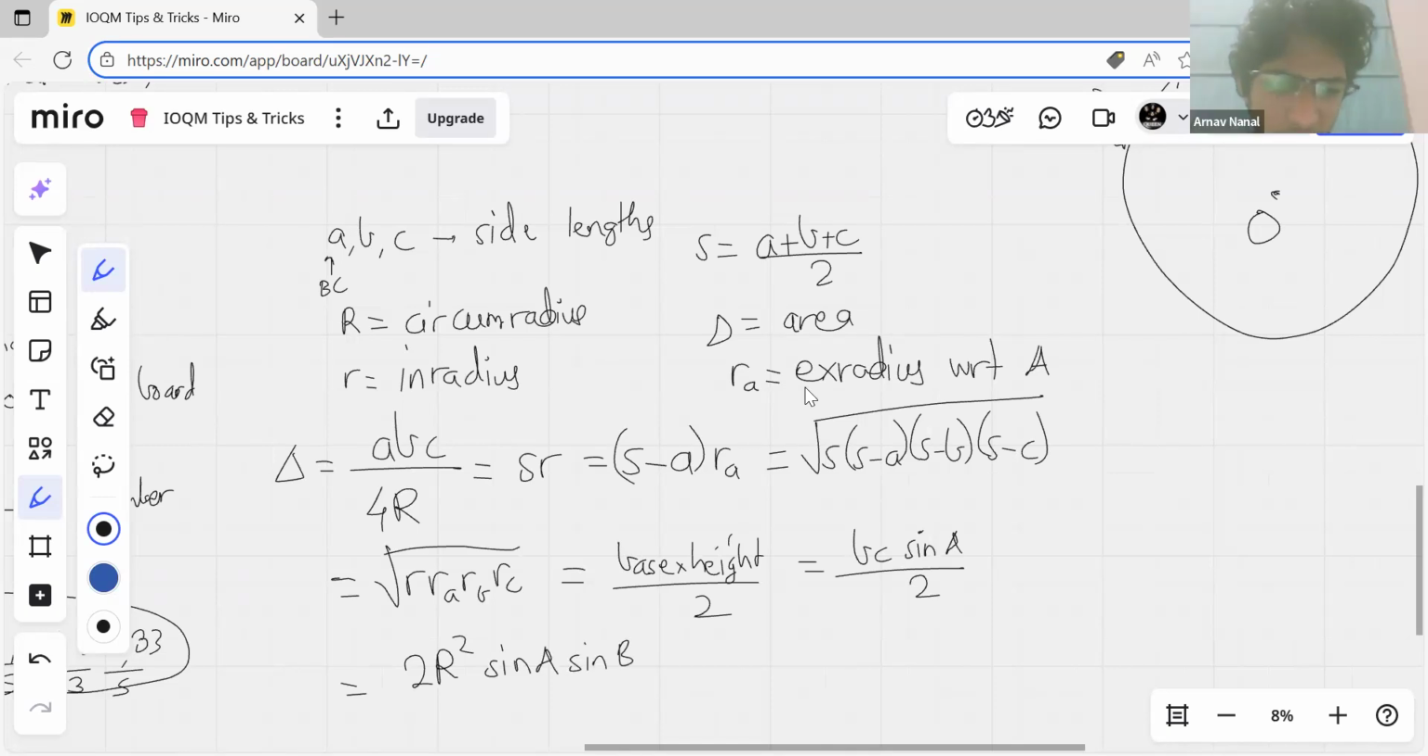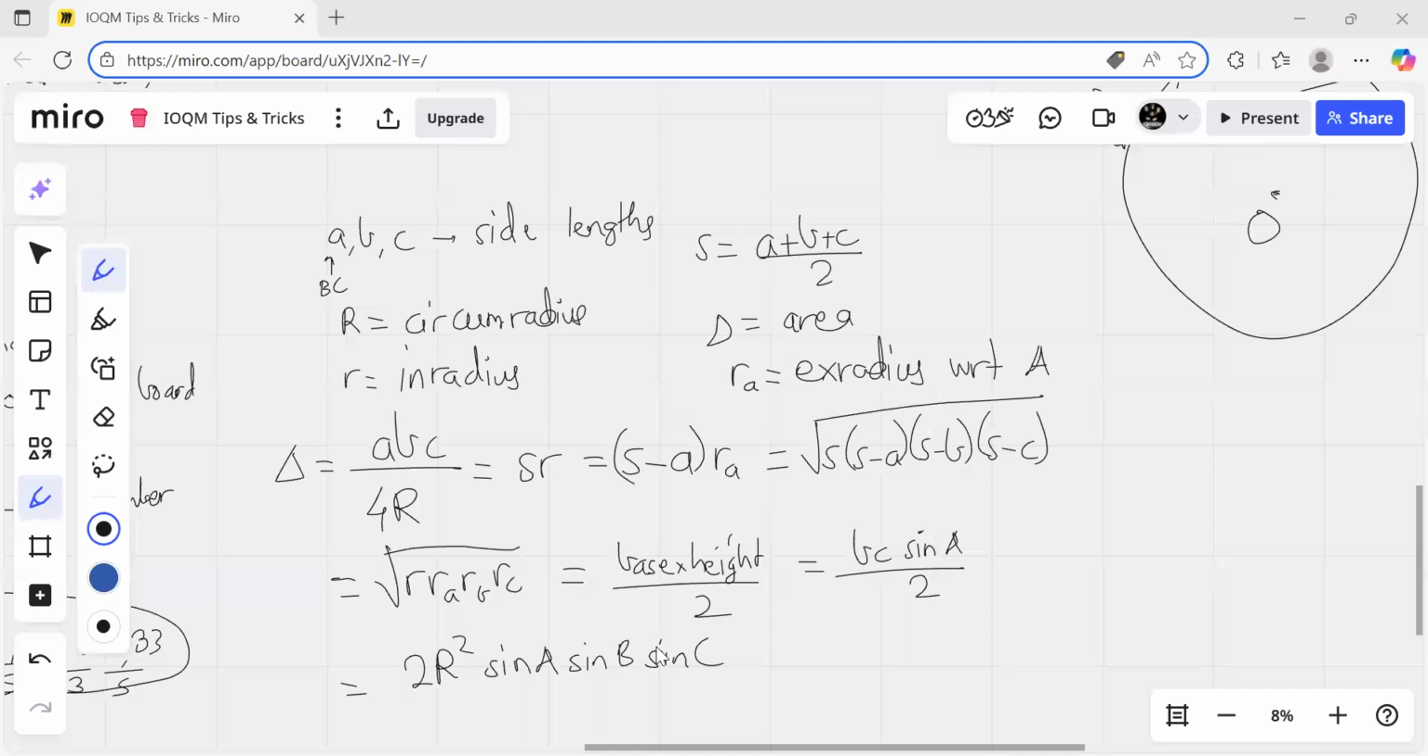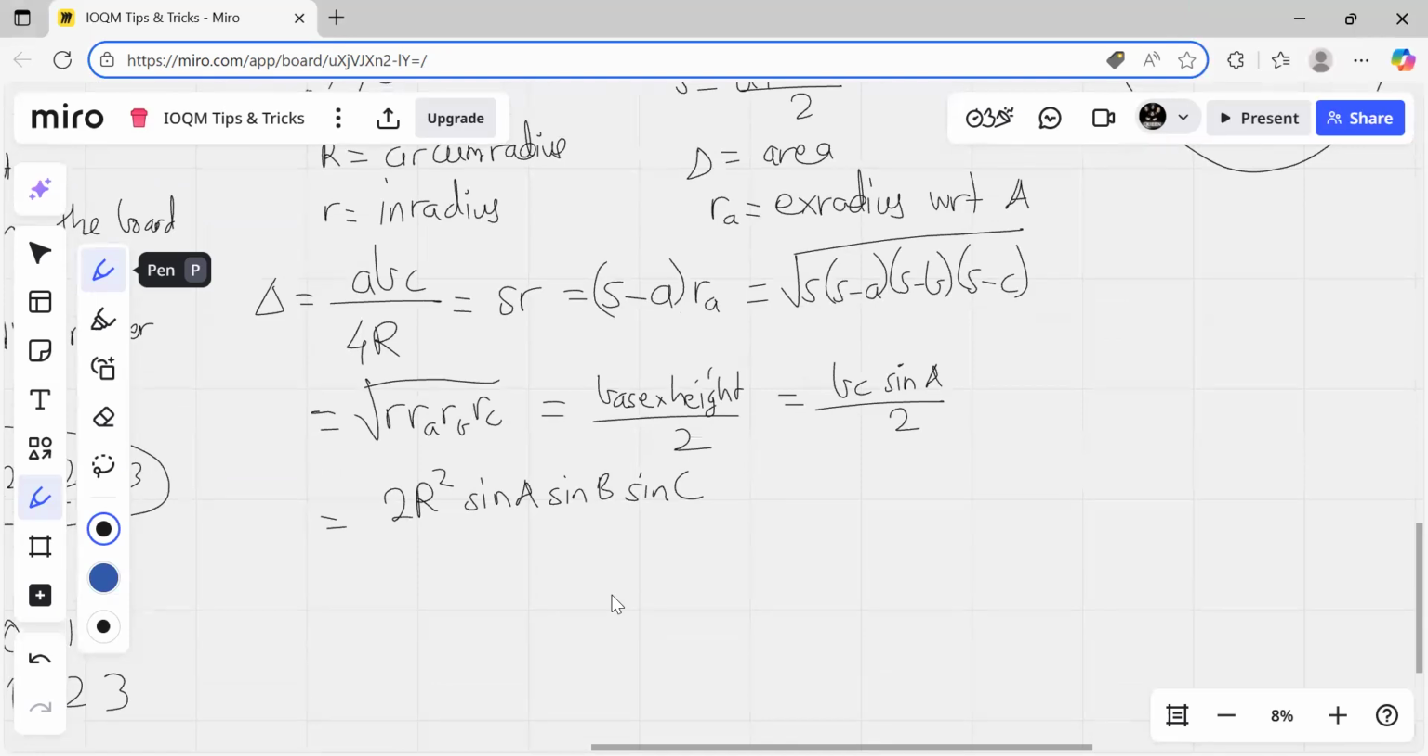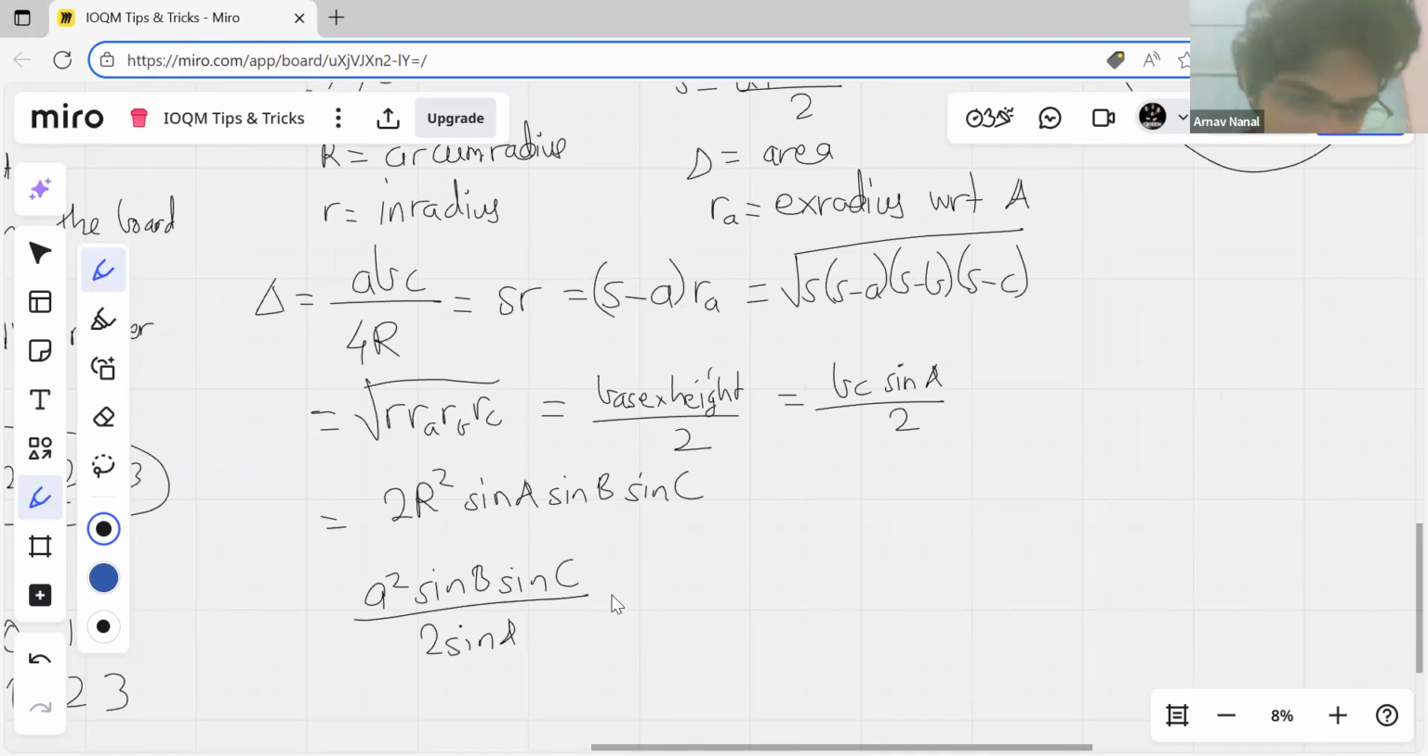Yeah, so I think we can do a problem now. There was one more: A squared sin B sin C by 2 sin A. Can you repeat that? A squared sin B sin C by 2 sin A. Yes, that makes sense. These are all important, and they're not that hard to remember. They're basically symmetric, and of course, if it holds for A, then it also holds for B and C.